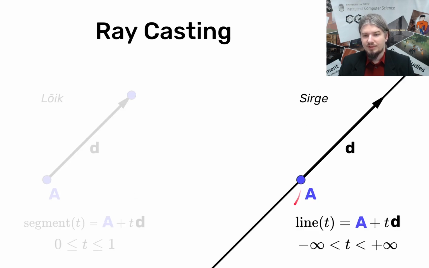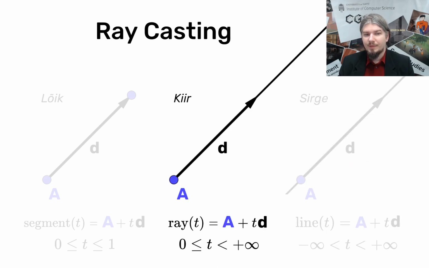Another example is just these lines that are infinite from both ends. Here we have exactly the same formula. We have a starting point A, we have the direction vector d, and all the points on the line are represented as A plus t d. The parameter t can be any real number. If it's negative, then we are behind the point A, and if it's positive, we move forward from point A in the direction of d.